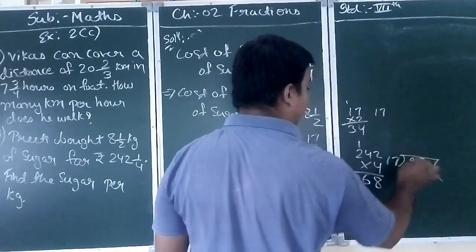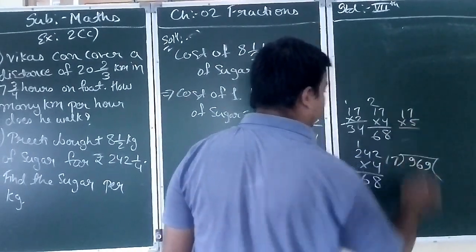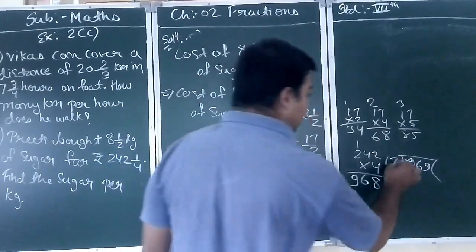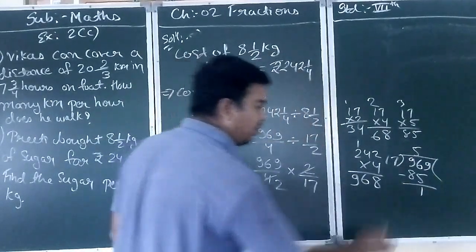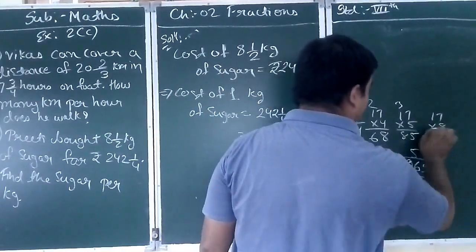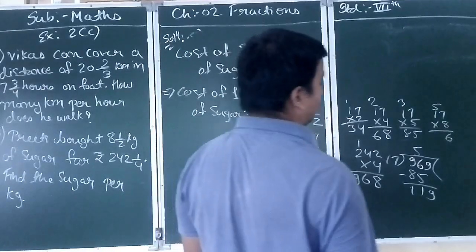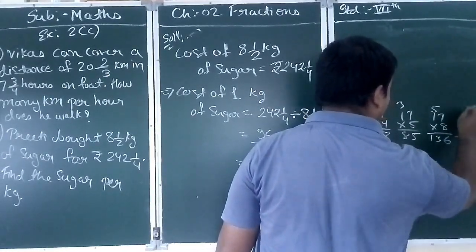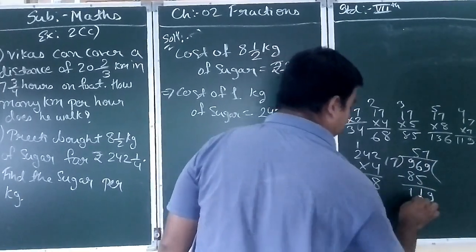Now dividing 969 by 17. 17 into 5 is 85. 96 minus 85 is 11. Bring down the 9, 119. Again 17 into 7 is 119. So the answer is 57.